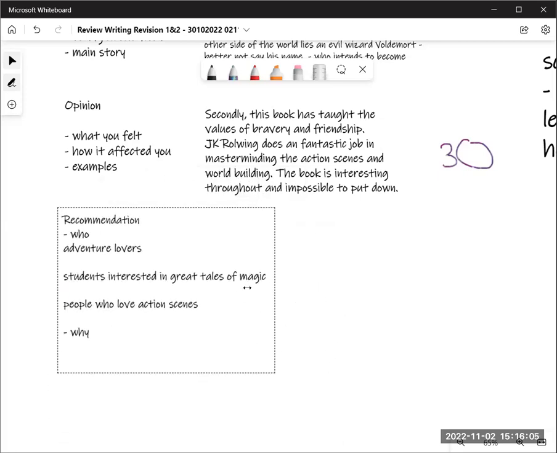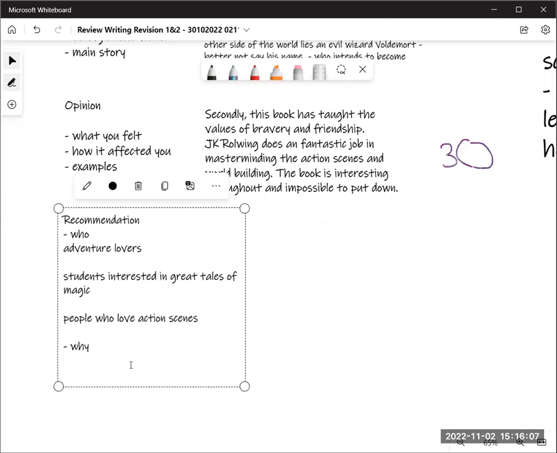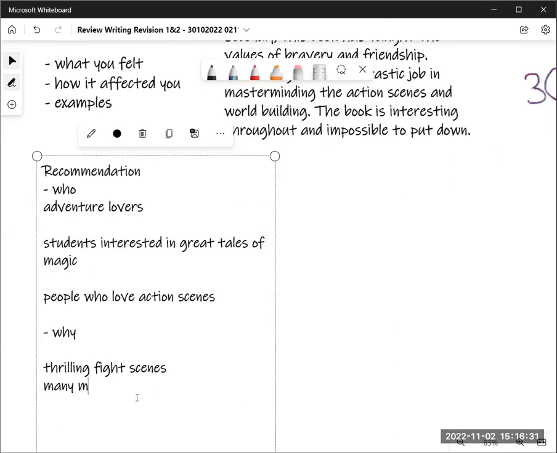So how do I write this? Well, before we write it, let's say why will I recommend it? I'll recommend it because it's amazing. Not only, let's say, thrilling fight scenes, many, let's say, magic spells. For the last one, for the adventure one, we can say adventure at every page.